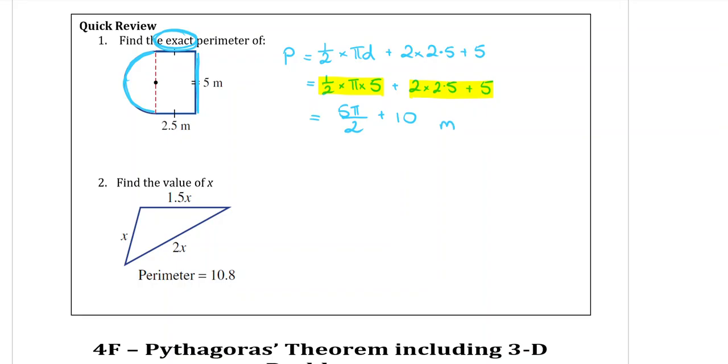Question 2 says, find the value of x if the perimeter is 10.8. So if 10.8 is the perimeter, that's going to be equal to all of these sides added together. And how many x's do we have here? We have 1 plus another 2, that's 3, plus another 1.5. We have 4.5 x's. And then I just solve the equation to find out what x is. So we divide by 4.5. X is by itself. 10.8 divided by 4.5 gives 2.4.